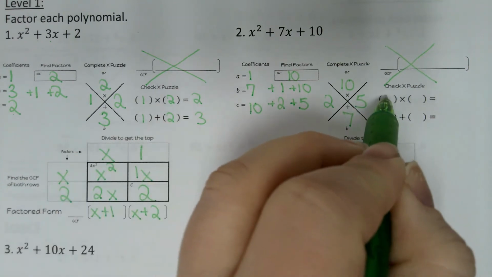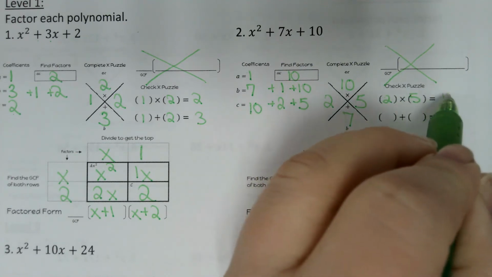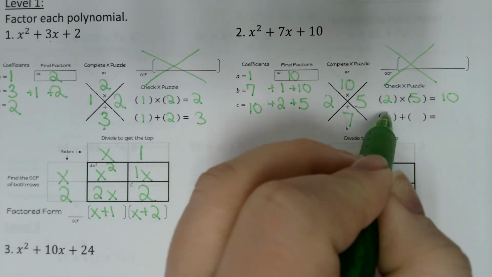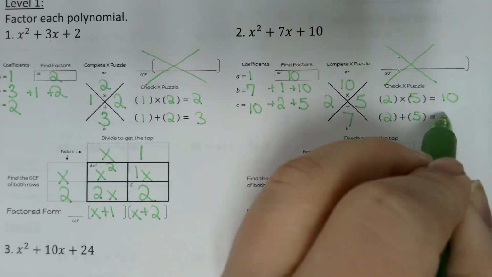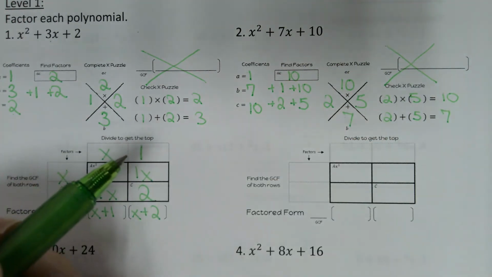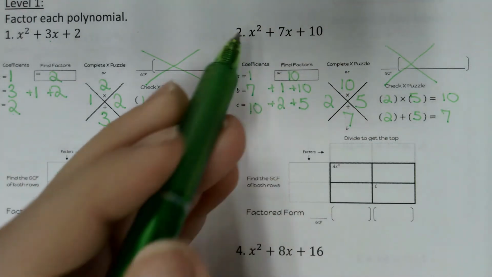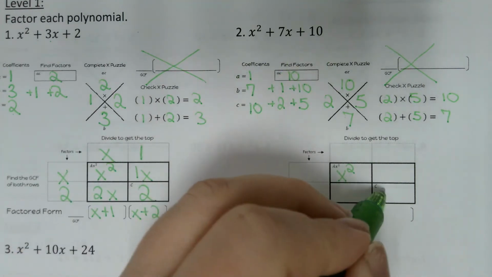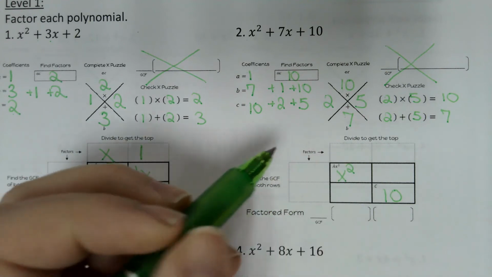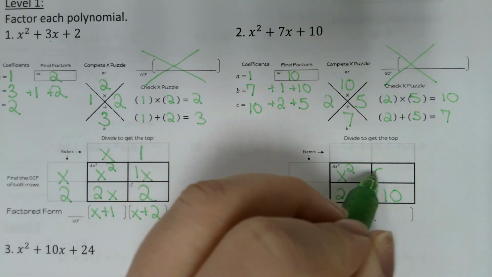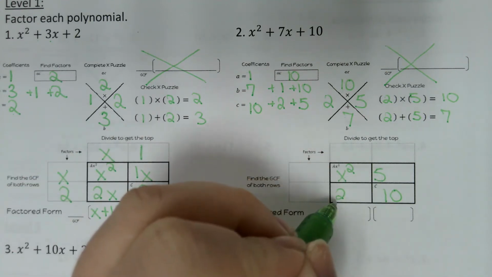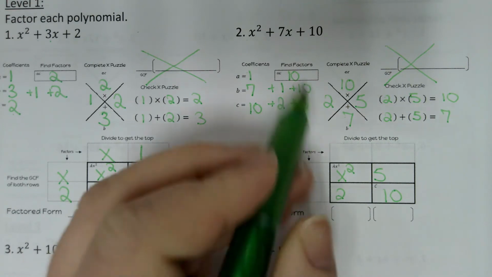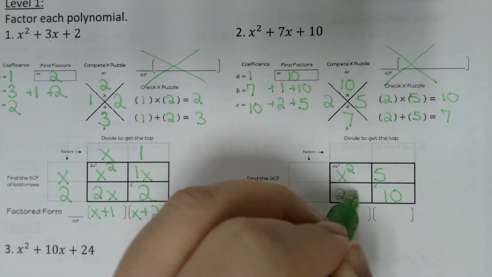Quickly check. 2 times 5, does it really equal the 10 that I need? Yes. 2 plus 5, does it really add together to equal 7? And it does. The first term goes in the first box. The last term goes in the last box. And the 2 and 5 will make up our other 2 boxes in whatever order you choose. And you have to include an x to match our middle term.